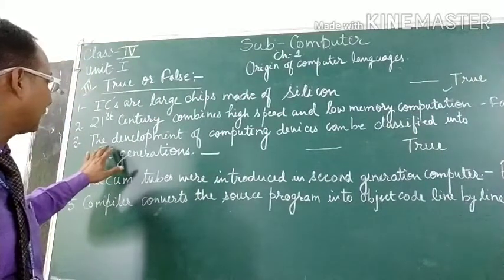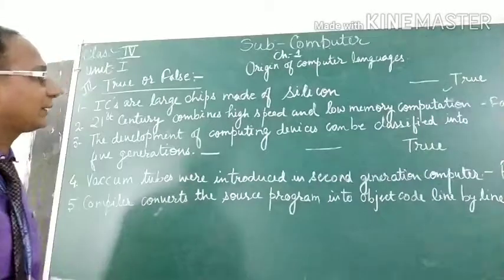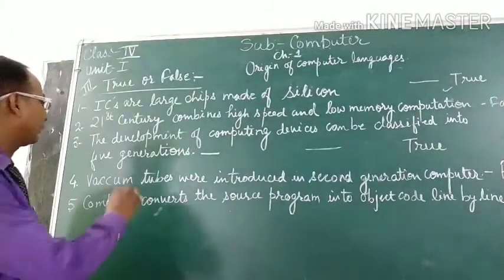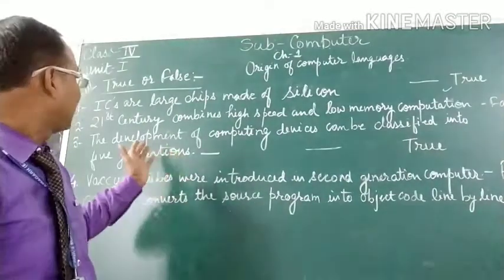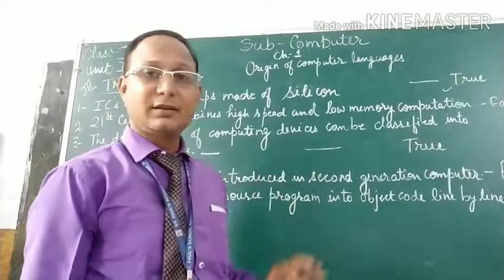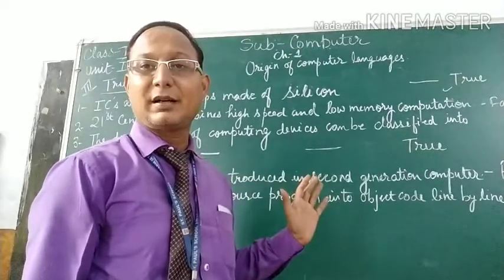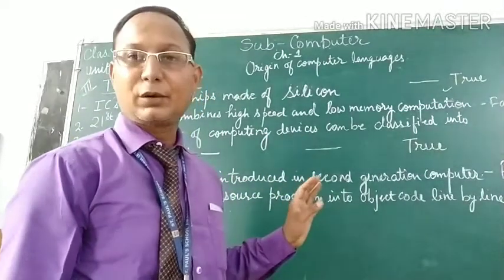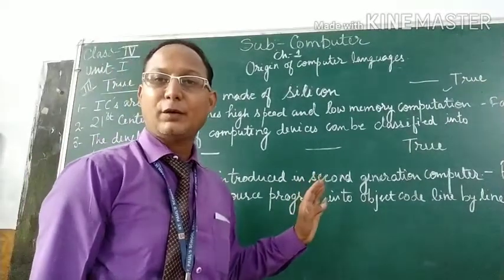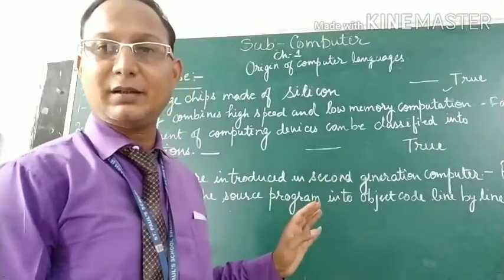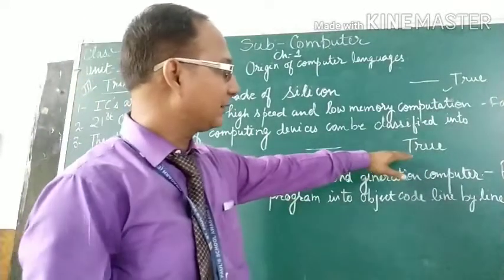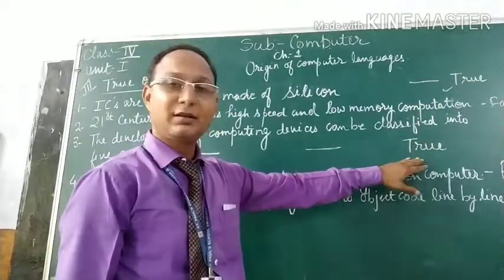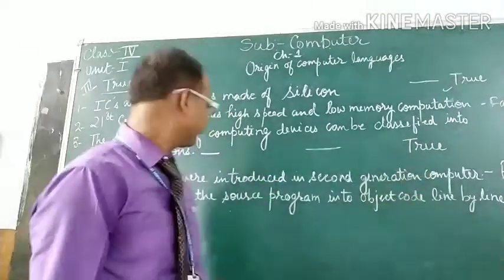After this statement, the third one is the development of computing device can be classified into 5 generations. Yes, the generations are divided into 5. Okay? I have already explained all 5 generations in this chapter and hope you have read. So the answer is correct. If the statement is correct, then it will be true.